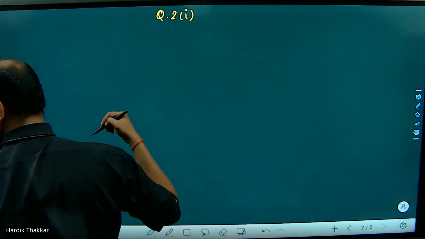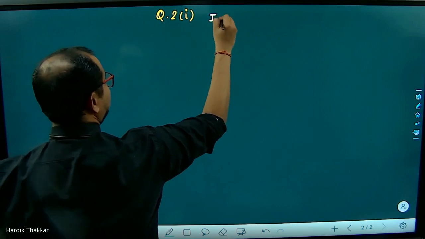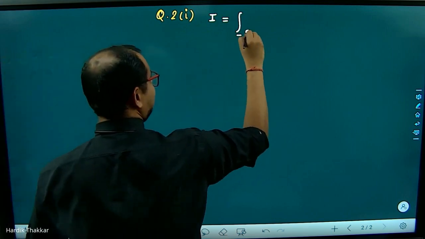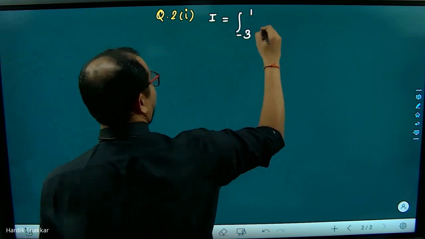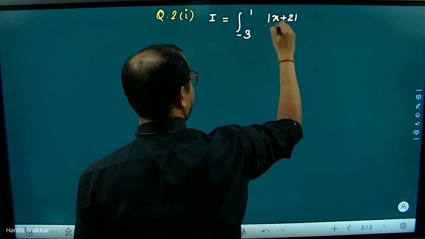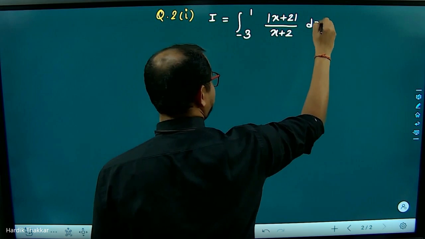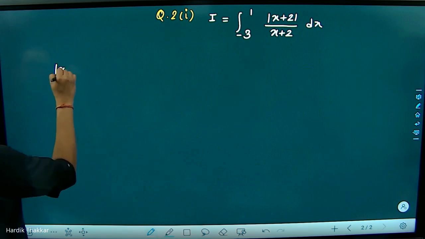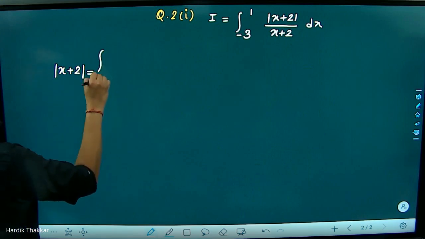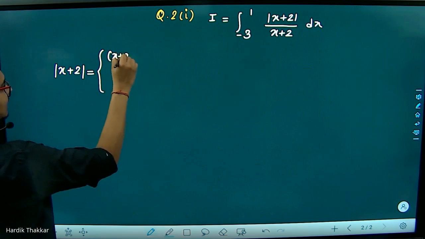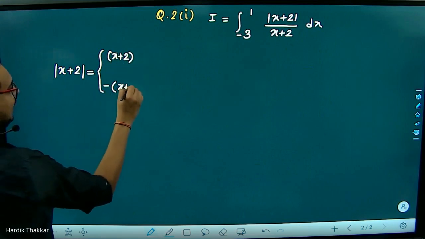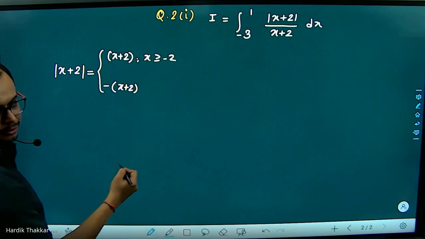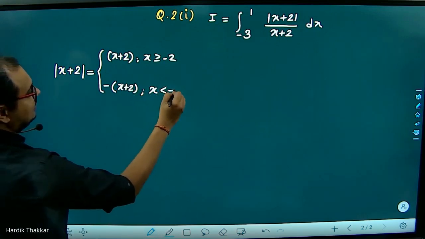Okay. So the question is I is equals to integral from minus 3 to 1, mod x plus 2 divided by x plus 2 dx. Correct? Okay. So first we have to redefine this modulus function mod x plus 2. So the value of mod x plus 2 will be actually x plus 2 and minus of x plus 2. Correct? The upper values will be considered when x is greater than or equal to minus 2, and we will consider the lower value when x is less than minus 2.